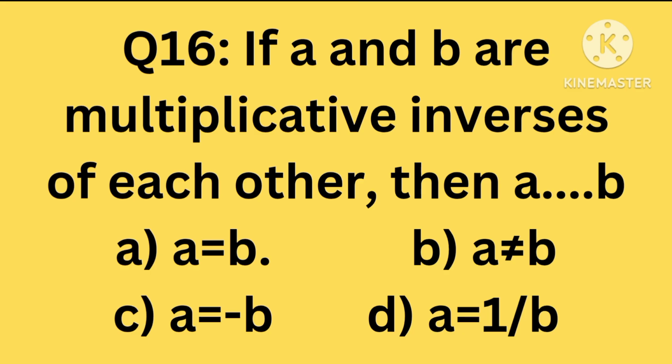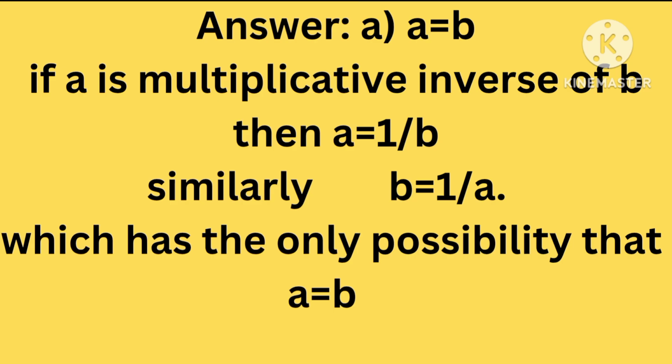Question number 16. If A and B are multiplicative inverses of each other, then A is equal to B, A is not equal to B, A is equal to minus B, A is equal to 1 by B. Since A is multiplicative inverse of B, then A is equal to 1 by B. Similarly, B is equal to 1 by A, which has the only possibility that A is equal to B.